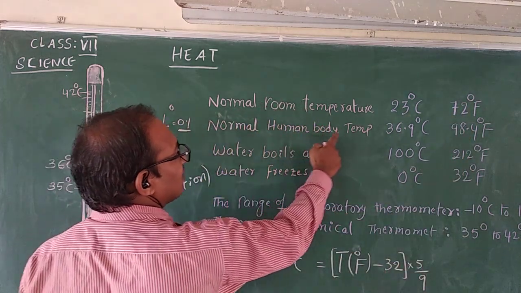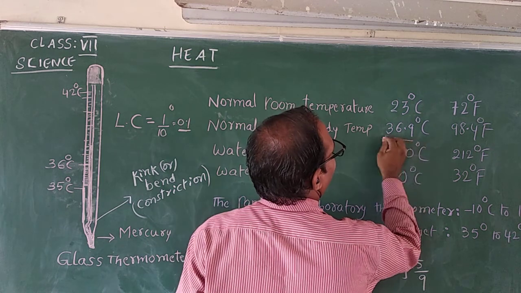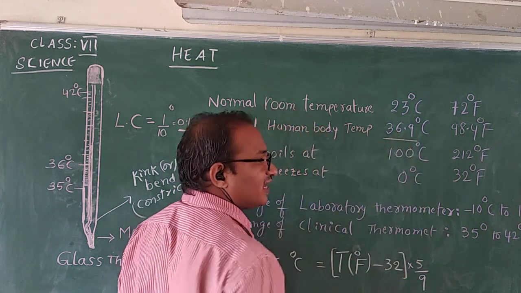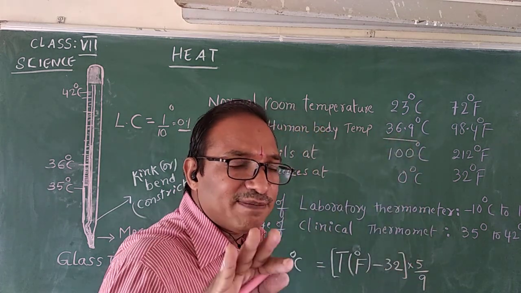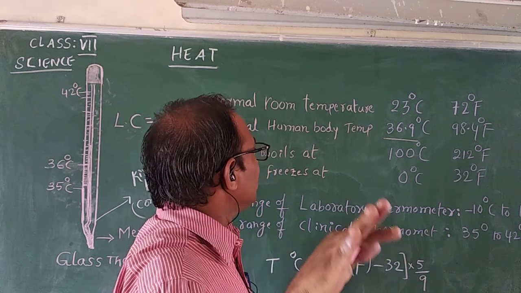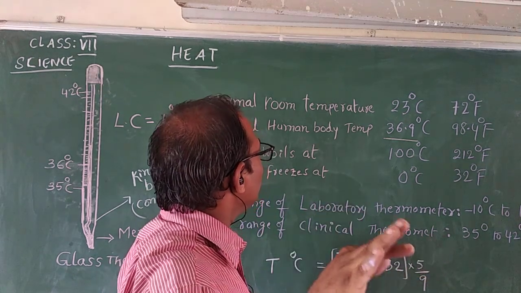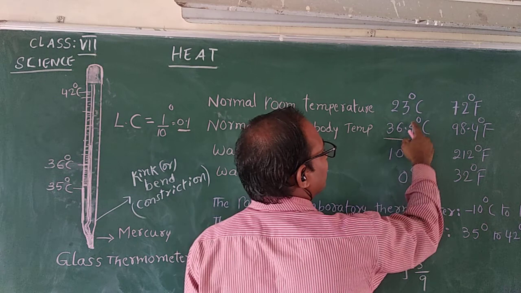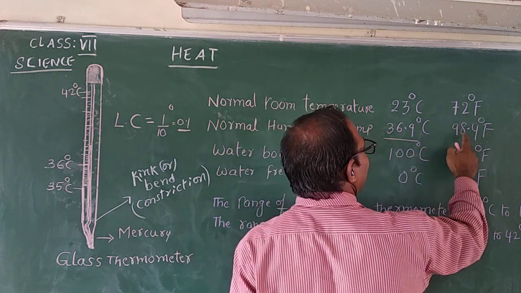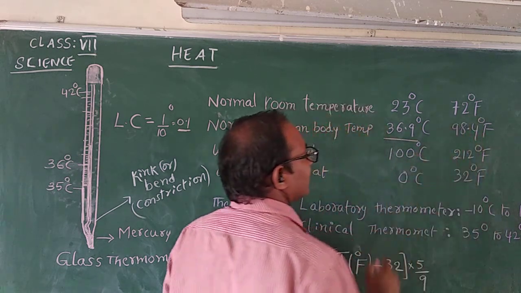Normal human body temperature is 36.9 degrees Celsius. When a person is healthy, the human body temperature is 36.9 degrees Celsius. In Fahrenheit, it is 98.4 degrees Fahrenheit.